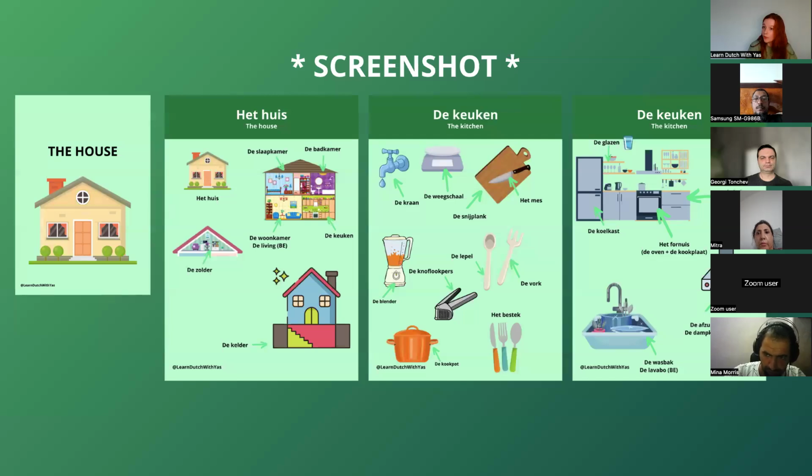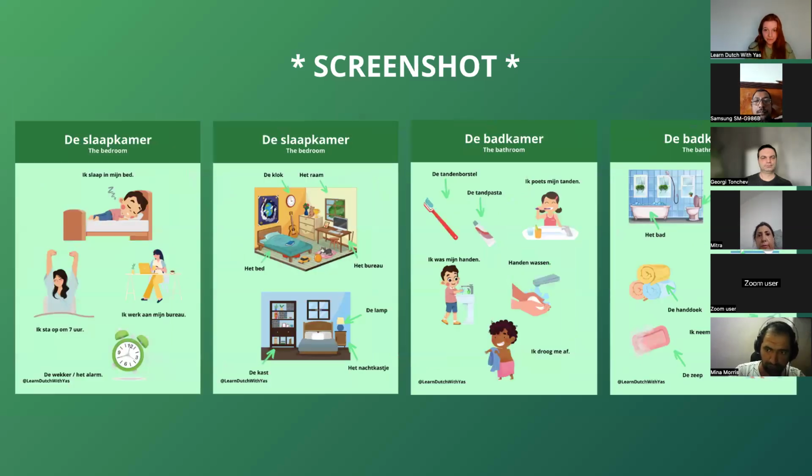So I hope you've screenshotted it. Okay, then I will go to the second page. So this is a part of our 200-page vocabulary book with visualization. So this is only the first couple of pages. There are so many more pages with over 5,000 words of Dutch vocabulary. If you screenshotted it, I will go on to the next slide.